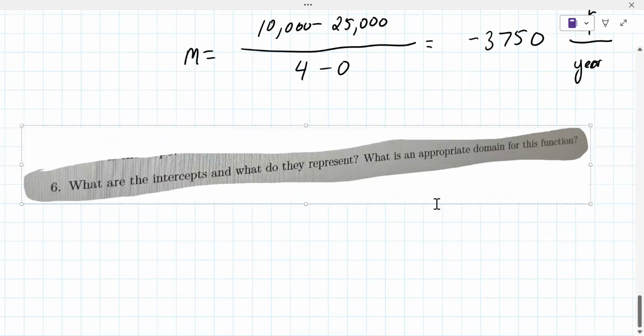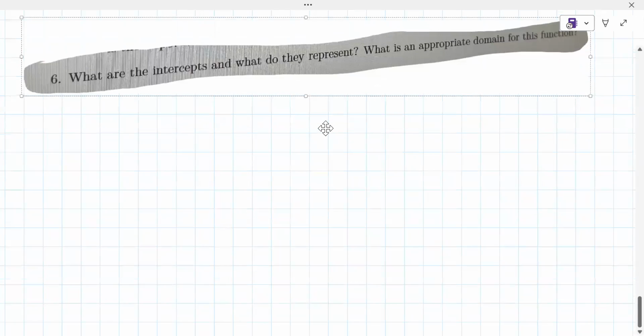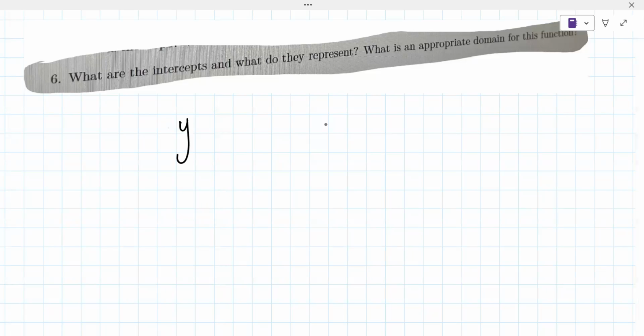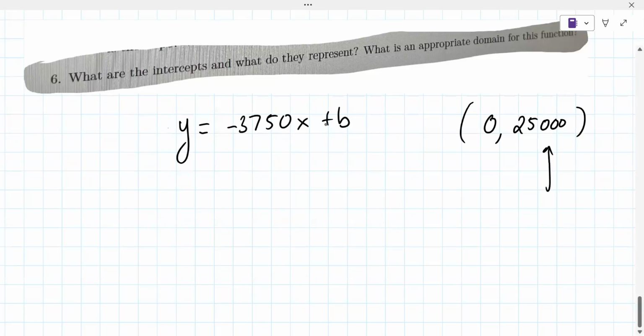What are the intercepts and what do they represent? So we've got X and Y intercepts. For a graph of this, we first need to find the equation. I'm surprised they didn't say to get the equation. So it's Y equals minus 3,750 X plus B, and you have to use one of the points. You did get this point, 0, 25,000.